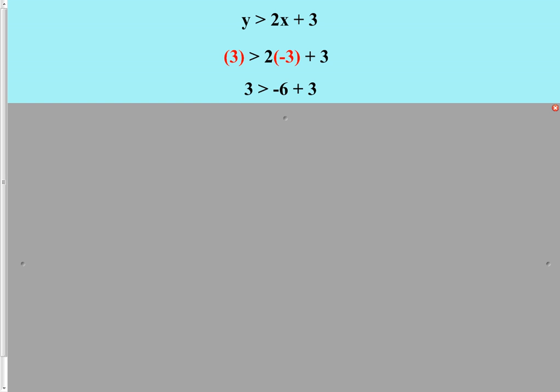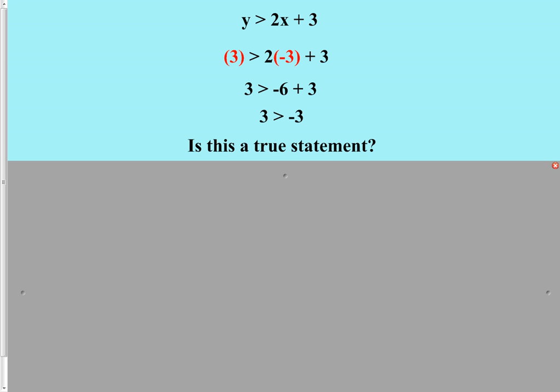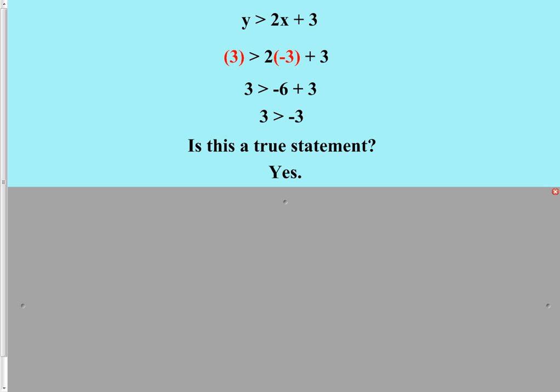We've got 2 times -3 there in the center. That's -6. And on the right, you've got -6 plus 3, that is -3. So we end up with a statement that says 3 is greater than -3. Now we're expecting this to be a true statement, so let's see if it is. 3 is greater than -3. Yes, that is correct. When you put them on the number line, 3 is further to the right than -3.